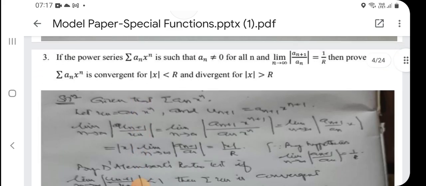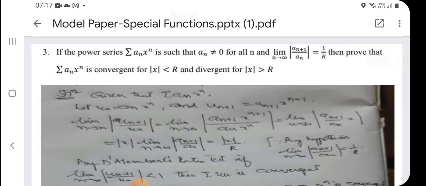If the power series summation an into x power n is such that an is not equal to 0 for all n, and limit as n tends to infinity, mod an plus 1 by an is equal to 1 by r, then prove that summation an into x power n is convergent for mod x less than r and divergent for mod x greater than r.